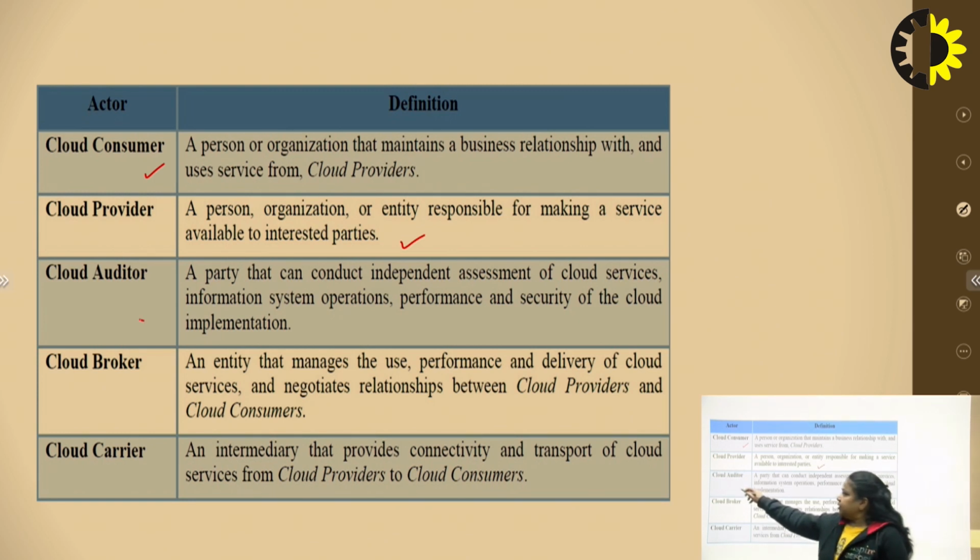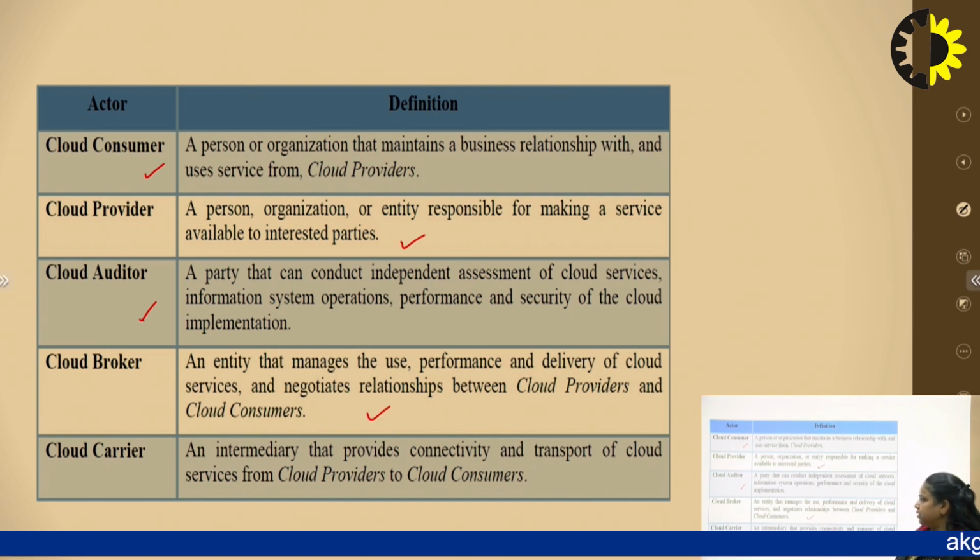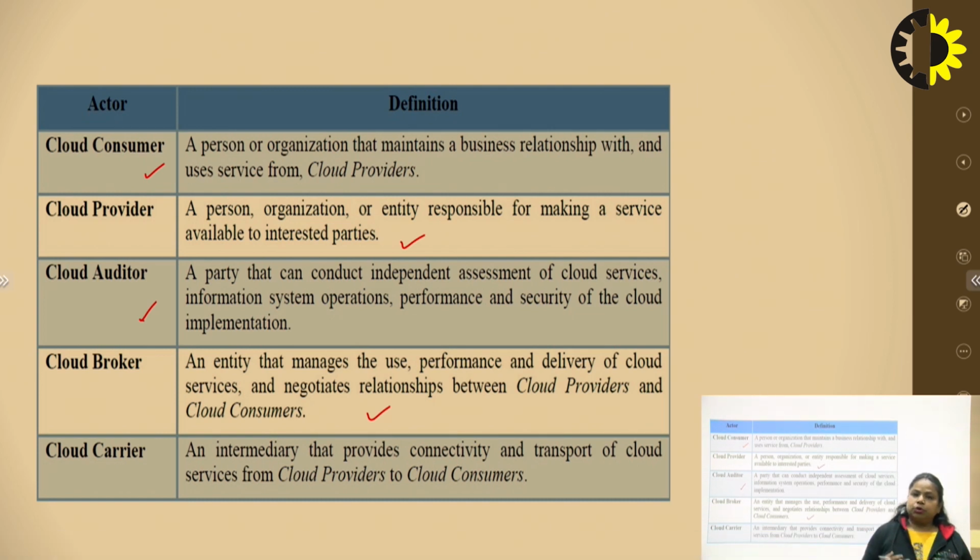Then we have a cloud auditor. The cloud auditor is the party that can conduct an independent assessment of the cloud services, information system operations, their performance, their security, and how the cloud implementation is to be done. Then we have a cloud broker. A cloud broker is an entity that manages the usage, performance, and delivery of all the cloud services, and negotiates the relationship between the cloud provider and the cloud consumer, not only in terms of services but also in terms of the pay-as-you-go model, whatever you will pay for it.